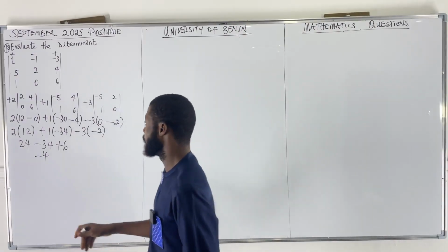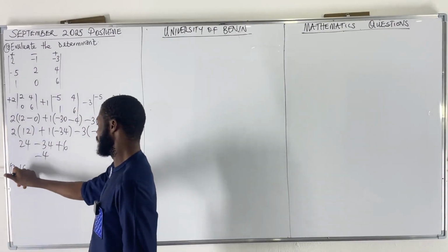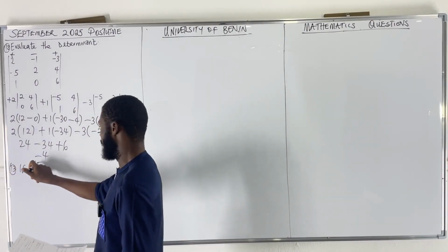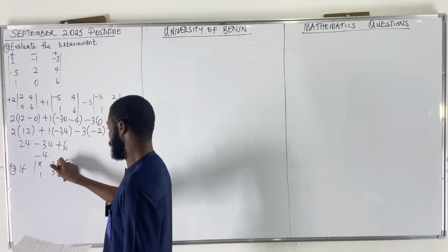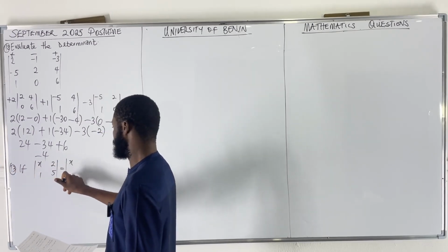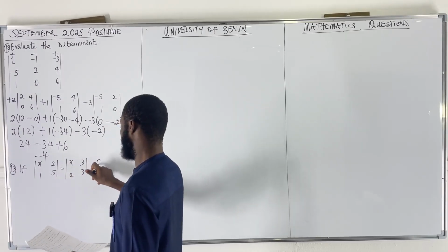Let's go to the next one. Number 13. If x 1 2 5 is equal to x 2 3 3, you have to find x.